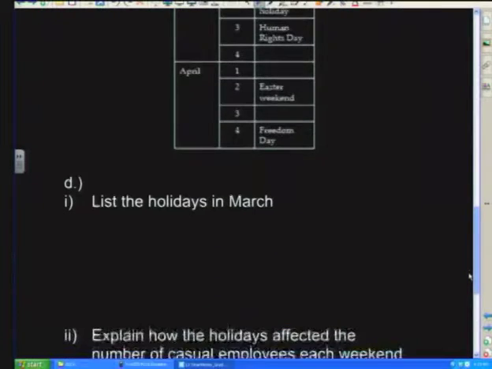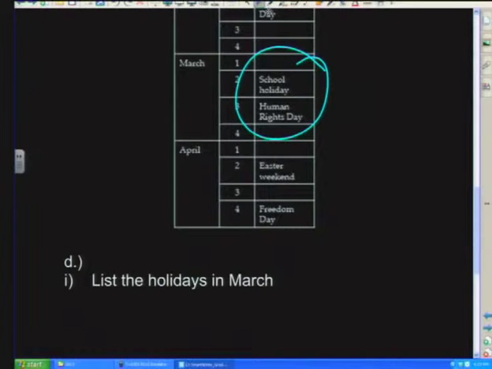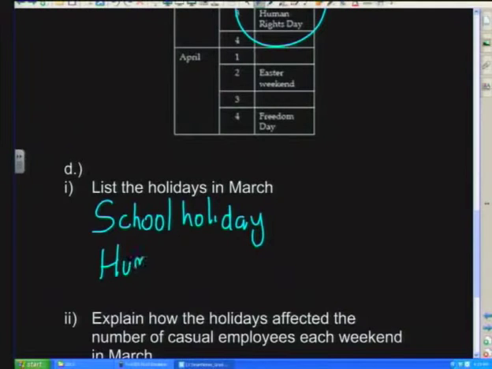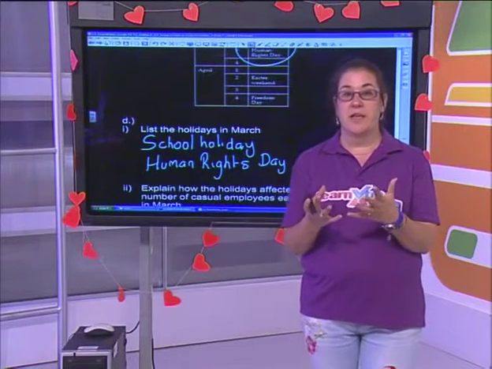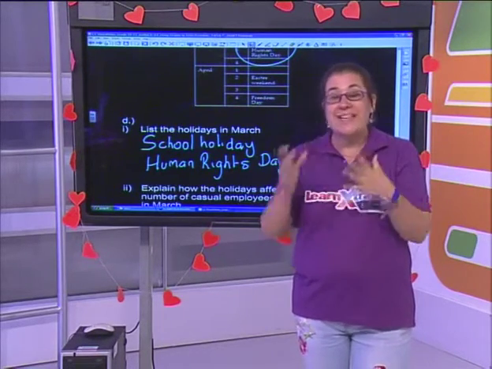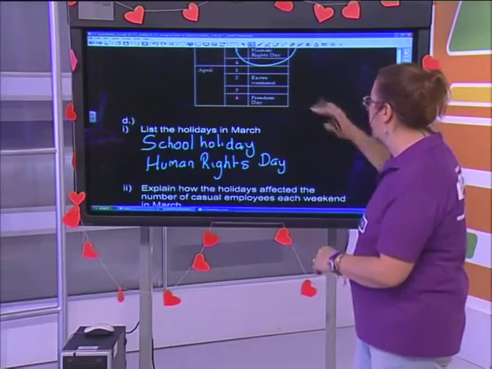Okay, look at our graph again. List the holidays in March. Now we're going to March, and we're looking at the table, and we're seeing what holidays we've got. Well, in March, we've got school holiday, and we've got Human Rights Day. So we're going to list them, the school holiday and Human Rights Day. Now be careful with a question like this, because you might think the only public holiday we have is Human Rights Day. But remember, they haven't asked you for public holidays, they've asked you to list the holidays. So I would definitely include the school holidays, because clearly it had an effect on our shop. So rather give more information than less. Because there are 2 holidays, I would add both of them.